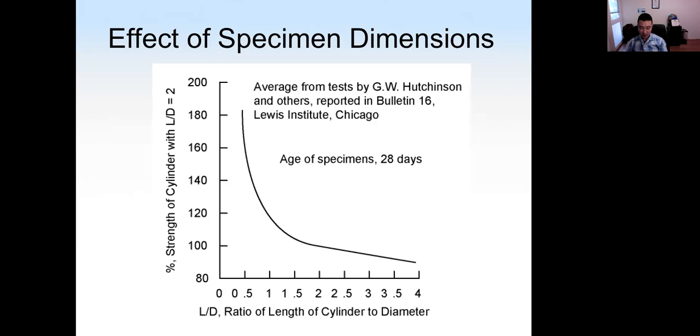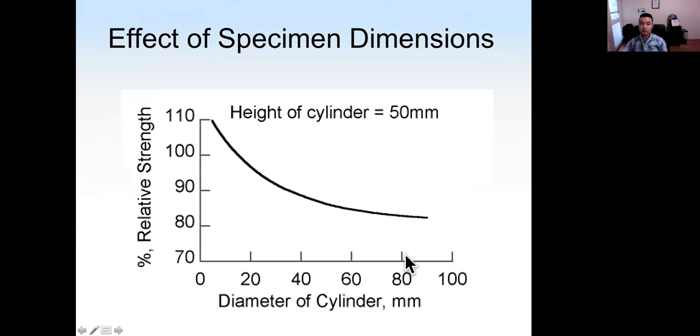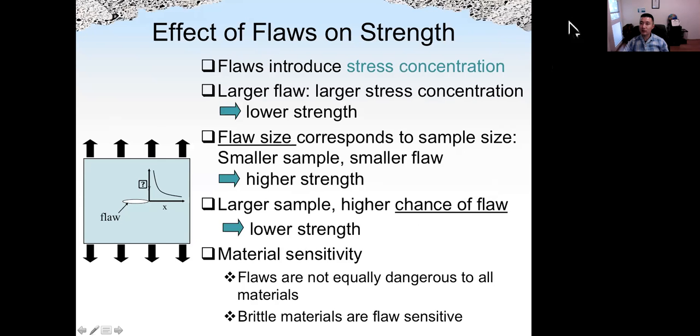Here shows similar things. If we increase the L to D ratio, the strength will go down. Increase the size of the specimen, strength will also go down. And here is the reason. And again, we discussed this before.